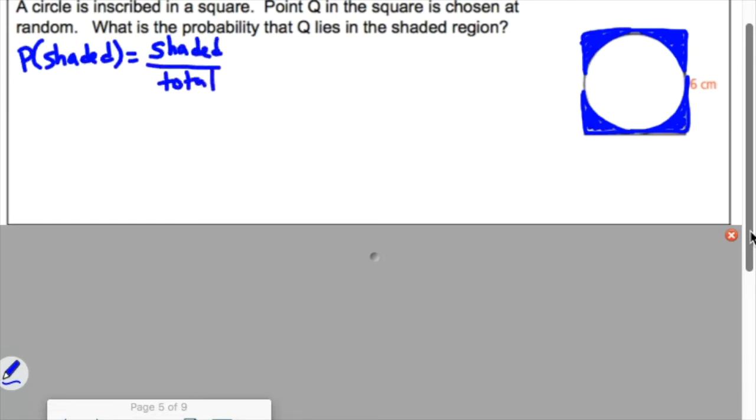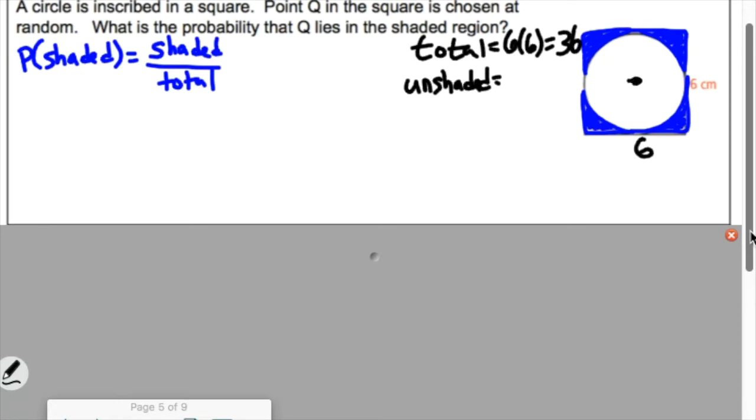Sometimes, like with this one, you won't be able to get the blue area directly, so we're going to do a little trick. I can figure out the total area right now, because it's given that it's a square, so it's 6 times 6, or 36. That's the total area. Since the blue is a shape that's not very common, I'm going to find the unshaded area, because the unshaded area is just this circle here with a radius of 3, a diameter of 6.